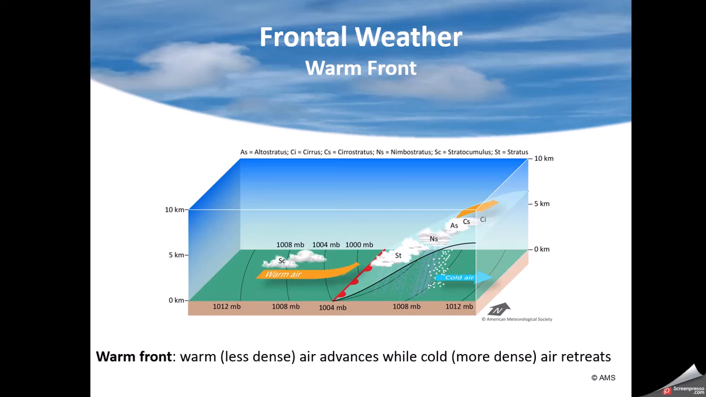Interestingly, the cold, dense air actually has to want to retreat before the warm air can come in. Warm air will not push out cold air. The cold air has to want to move first.